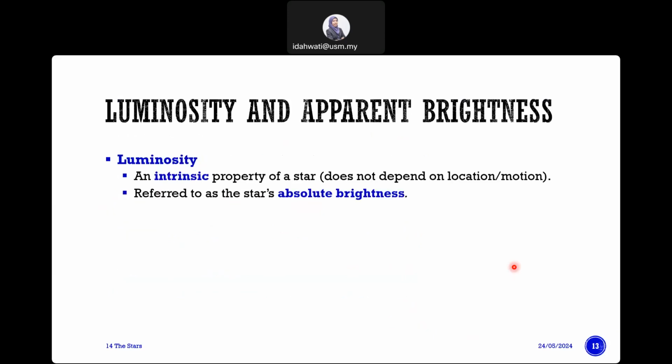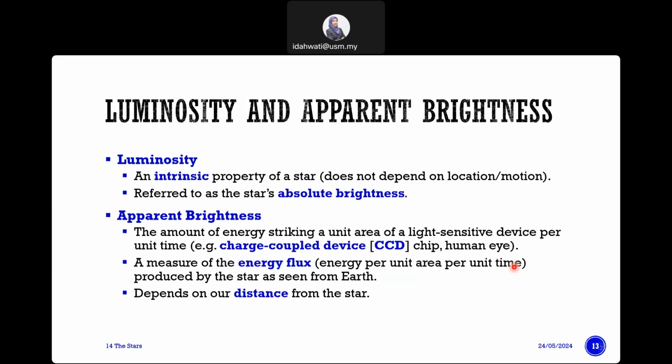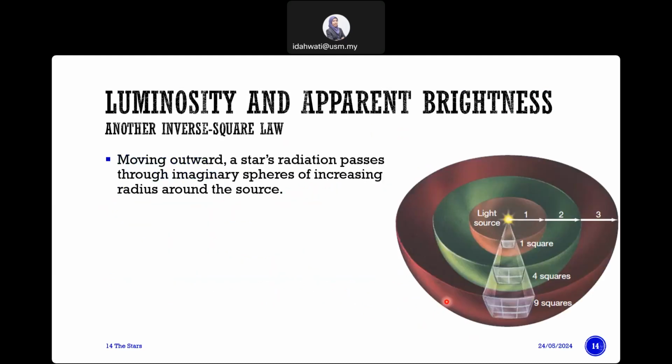Now is the luminosity and apparent brightness. Luminosity is an intrinsic property of a star, does not depend on location or motion, and is referred to as the star's absolute brightness. And then we have the apparent brightness, the amount of energy that's striking a unit area of a light sensitive device, or charge coupled device, CCD. And it also depends on our distance from the star. So we have another inverse square law.